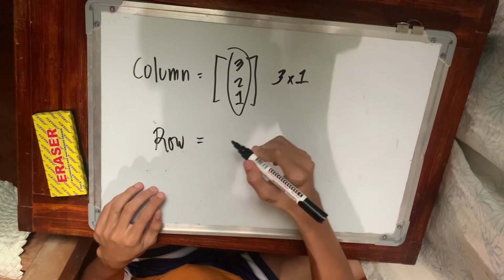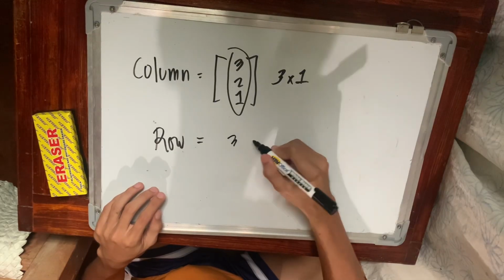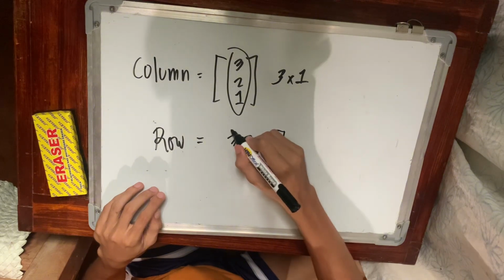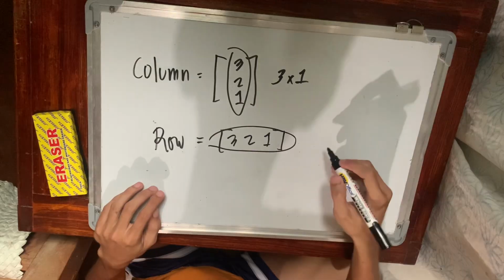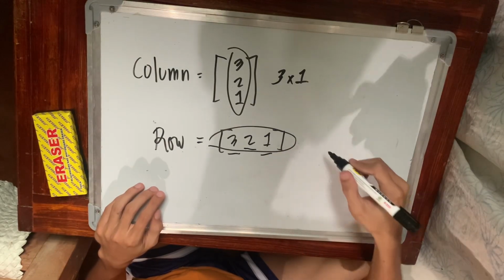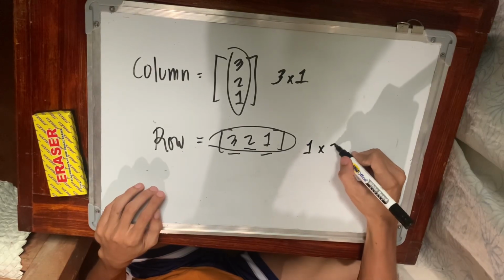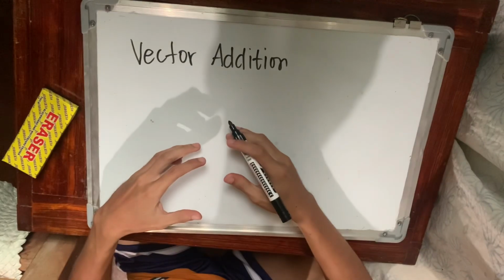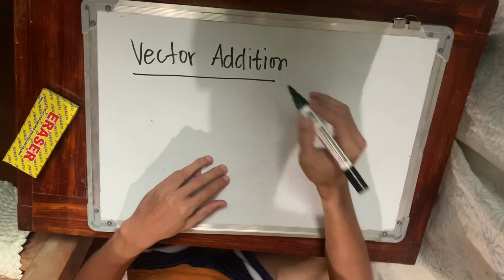We have another kind of vector, which we call the row vector. A row vector is like this. Suppose that we also have 3, 2, 1. We call it a row vector because it has only one row and three columns. So the size of this matrix is 1 by 3. Now, first, let's talk about vector addition.